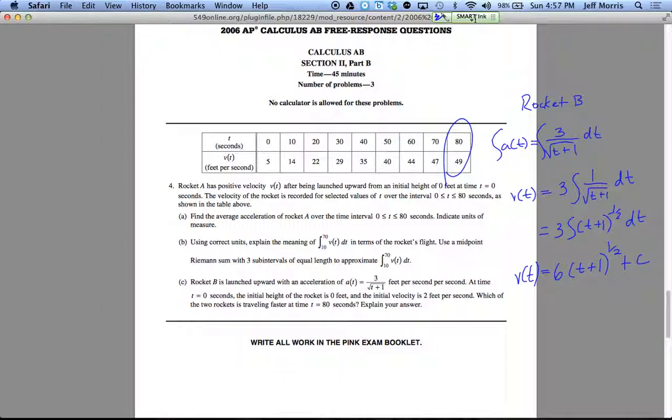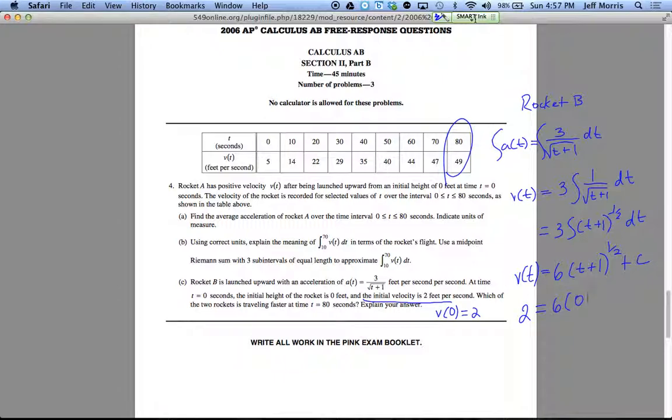What do you do to get the c? Plug in. We could just do the 0 and 2. Use the fact that the initial velocity is 2 feet per second, which means at 0 seconds, v of 0 is 2. Can you just plug it in? You can't just put 2 in for c. No, I'm talking about putting 0 in. Yep, that's what we want to do. So we want to set it equal to 2 and put 0 in.